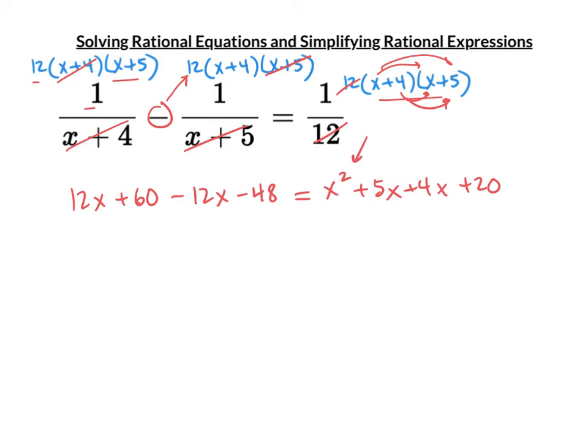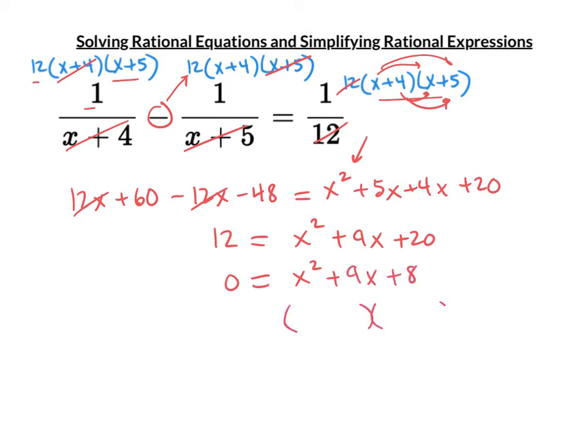To solve a quadratic equation, we get it equal to 0. First, let's simplify. Notice the 12x drop out. That's nice. 60 minus 18 is 12. 12 equals x squared plus 9x plus 20. Now we'll get it equal to 0 because it's a quadratic. That's how we solve a quadratic. Subtract 12. X squared plus 9x plus 8.